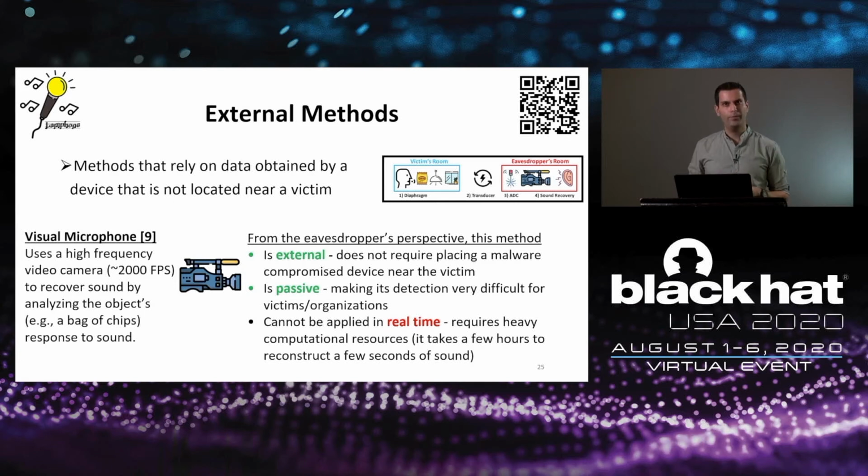And from the eavesdropper's perspective, this method is external, like the laser microphone. However, it has a great advantage of being passive, because no laser beam is involved in a visual microphone, making its detection very difficult for victims or organizations. This method's greatest disadvantage is the fact that it cannot be applied in real time, because it requires heavy computational resources to process a lot of frames in order to recover sound, which, according to the authors, takes a few hours to reconstruct a few seconds of sound.